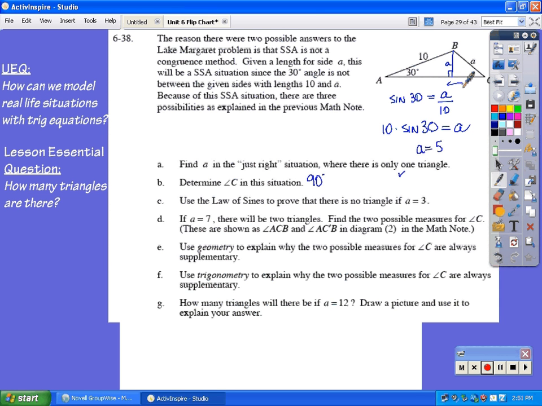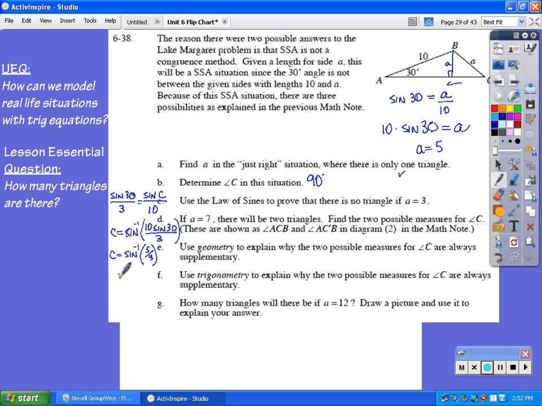Use law of sines to prove there is no triangle if A equals 3. So for part C there, we're using law of sines to show that it can't be possible when A is 3. So what you're doing there is you're saying, okay, well, the sine of 30 over 3 equals the sine of C over 10. We cross multiply and solve. So C is going to equal the inverse sine of 10 sine of 30 over 3. So C equals the inverse sine, 10 sine of 30, we already said is 5. 5 divided by 3 is bigger than 1, and you can't have a sine value bigger than 1 because the unit circle only goes from 1 to negative 1. Therefore, 3 is too small.